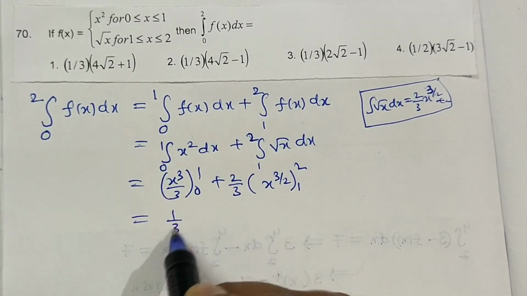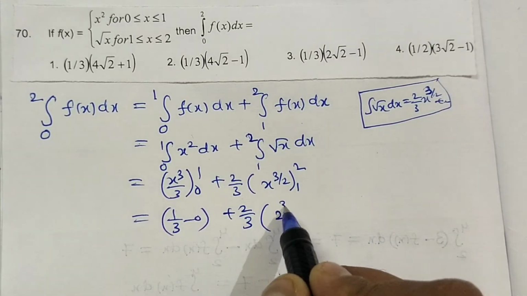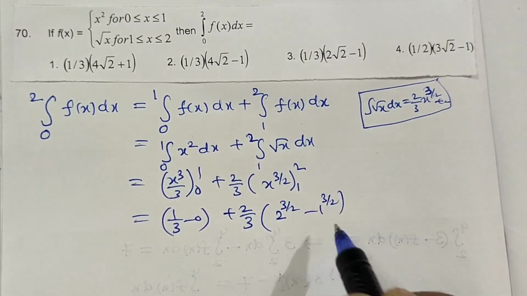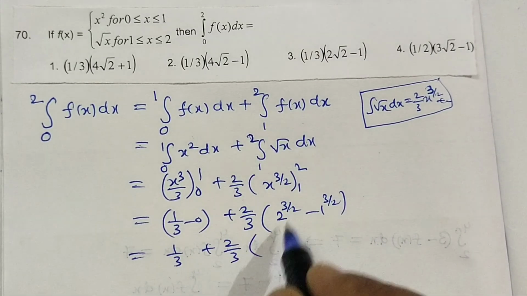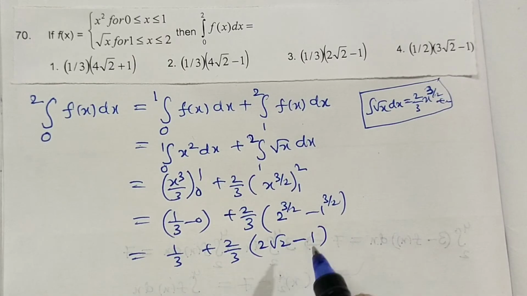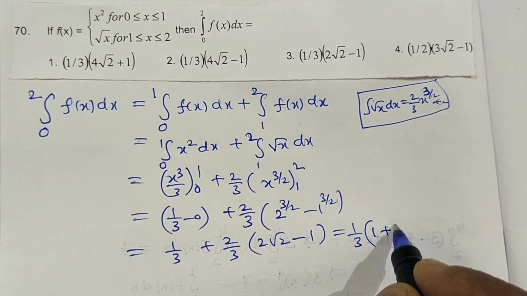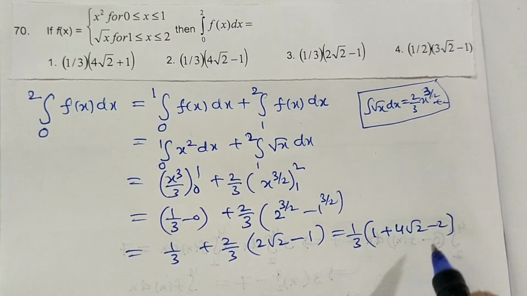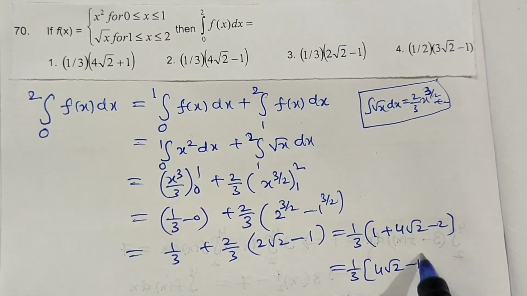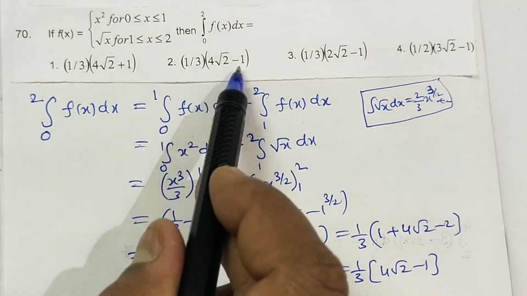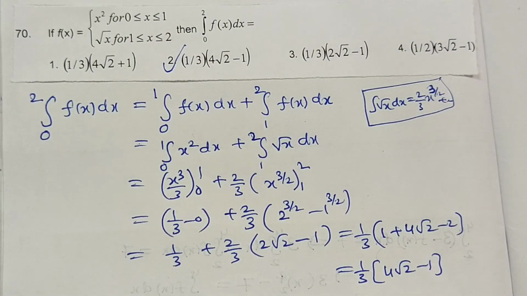So 1 by 3 minus 0 plus 2 by 3 into 2 power 3 by 2 minus 1 power 3 by 2. So 1 by 3 plus 2 by 3 into 2 root 2 minus 1. Take LCM 1 by 3: 1 plus 2 into 2 root 2 minus 2, that is 4 root 2 minus 2, so it equals 1 by 3 into 4 root 2 minus 1. Which is there in the second option. We'll move to the next question.